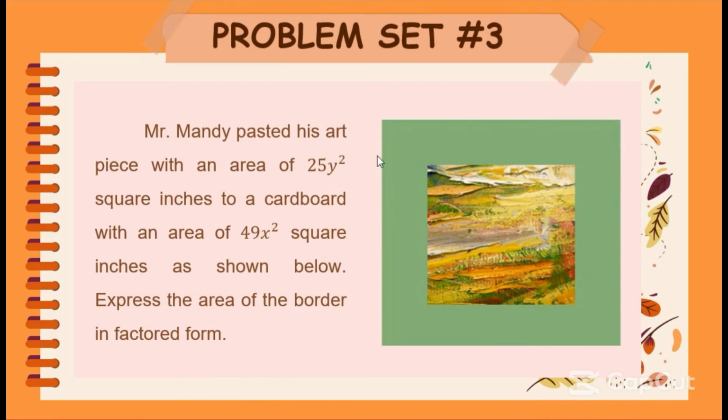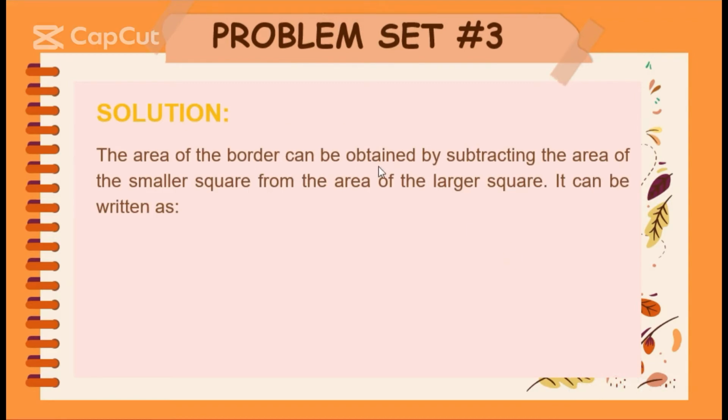So, para malaman yon, yung area ng malaking square ay isusubtract natin sa area ng maliit na square or ng painting. Now, it can be obtained by subtracting. Okay, it can be written as 49x squared minus 25y squared. As you can see, ang ginamit natin dito is difference of two squares. Perfect square to, and perfect square to, and minus sign. Difference of two squares. Now, to get the factors, we will just get the square root of the first term and the square root of the last term, and our factors are one positive, one negative.